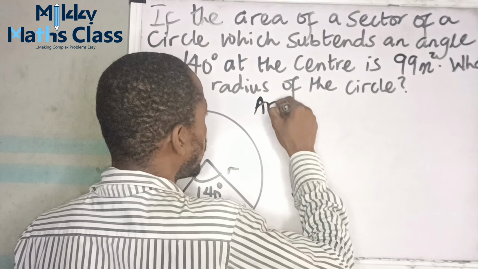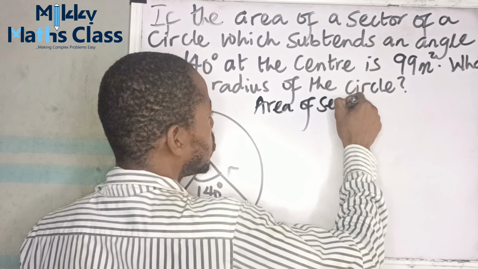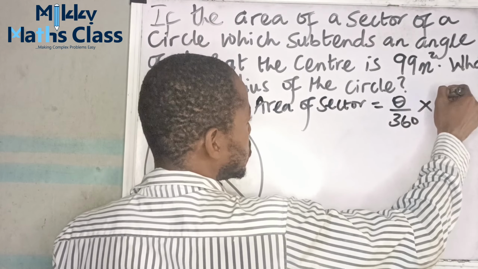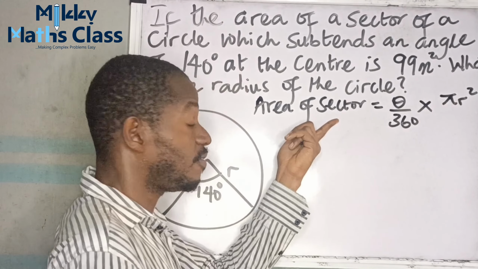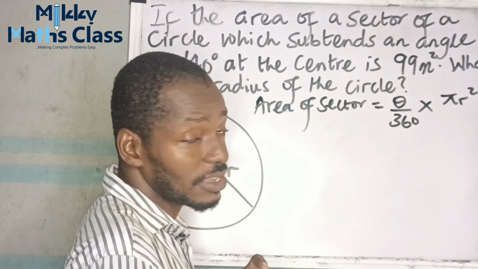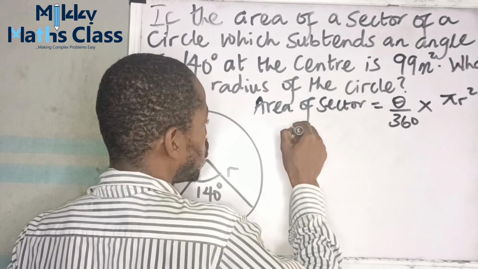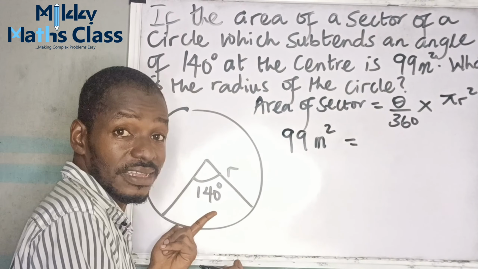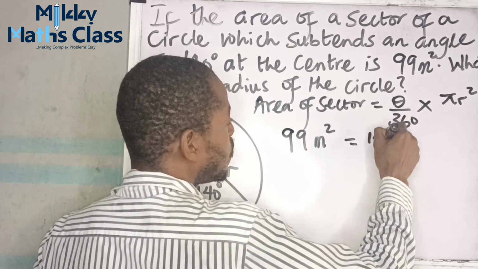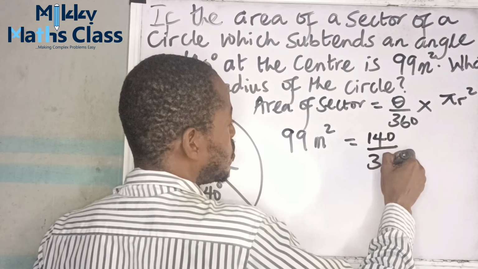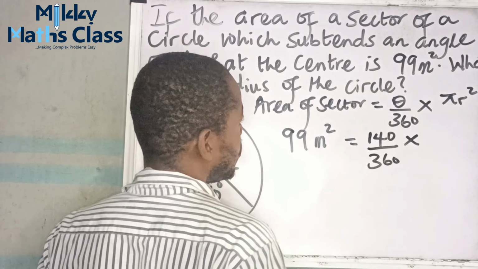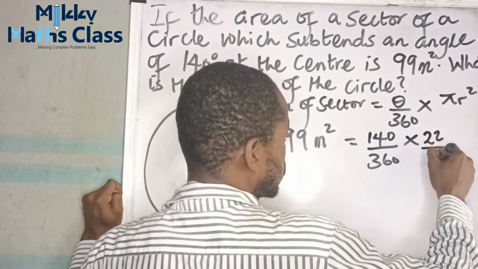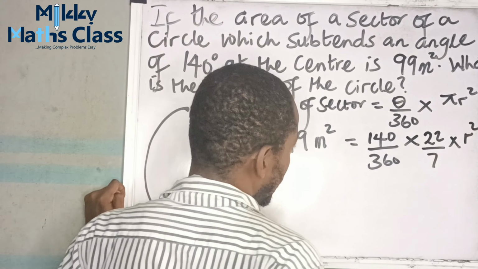So area of a sector of a circle is given by, remember the formula, theta over 360 times pi r squared. Now we are already given the area of the sector to be 99 meters squared. So wherever we see area of sector, we put 99 meters squared is equal to, our theta is the angle subtended at the center, which is 140 degrees over 360 degrees times, we can use our pi as 22 over 7, 22 over 7 times radius squared.